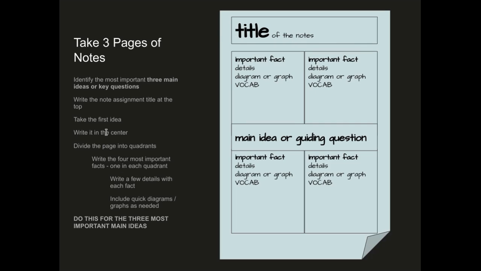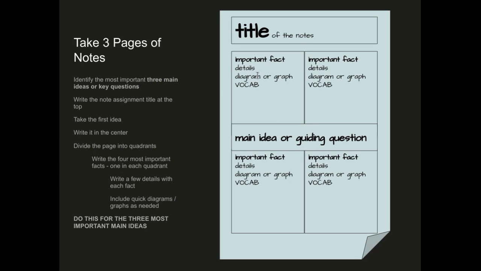Then you're going to take your first idea or guiding question, and write it in the center of the page, and divide the page into quadrants. So you're going to have 4 quadrants. And then in each quadrant, you're going to put an important fact that relates to the main idea or guiding question. So each one of these facts supports this main idea.